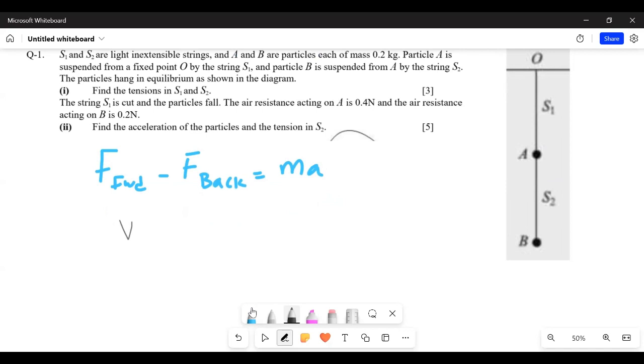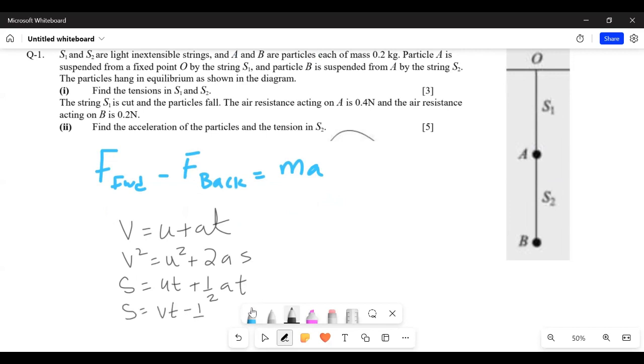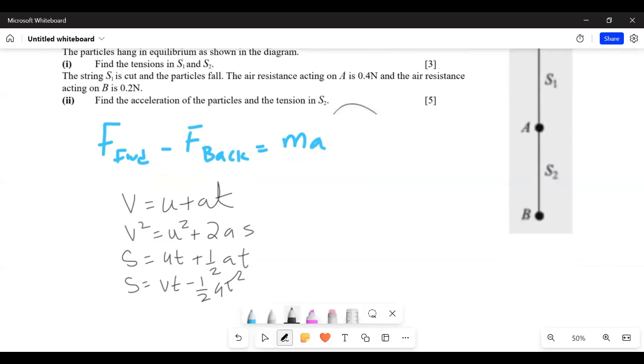Apart from this, we did the formulas of equation of motion, which were quite a few. Example, V equals U plus AT. In fact, let's list all of them. V squared equals U squared plus 2AS. S equals UT plus half AT squared. S equals VT minus half AT squared. And S equals half (U plus V) times T.